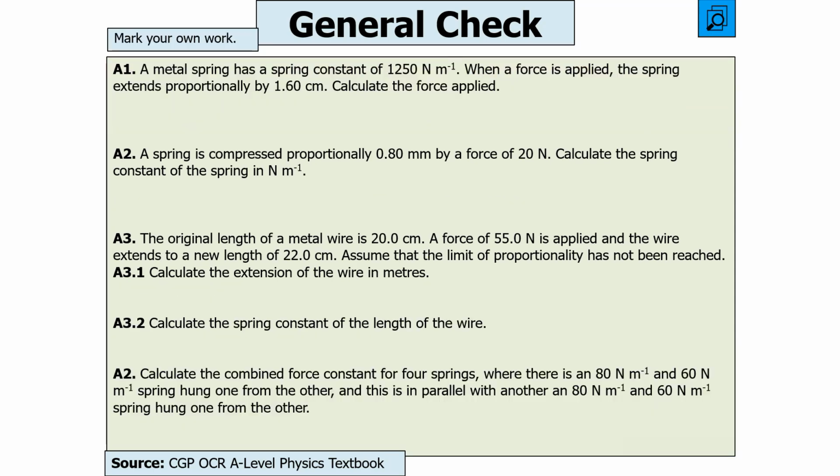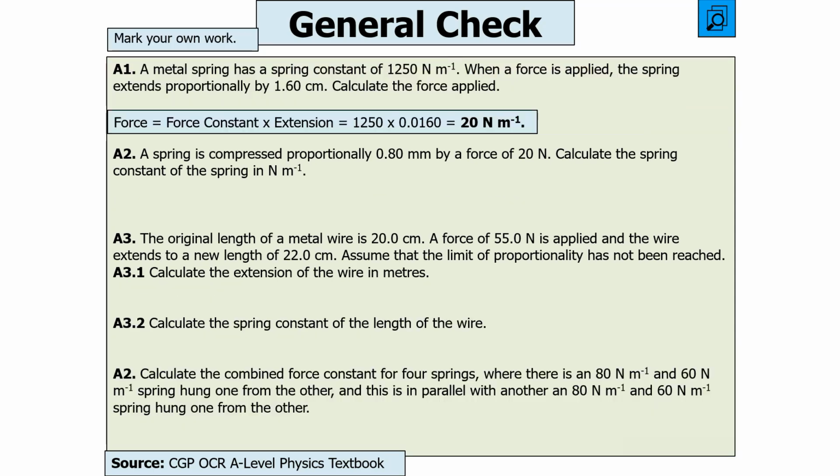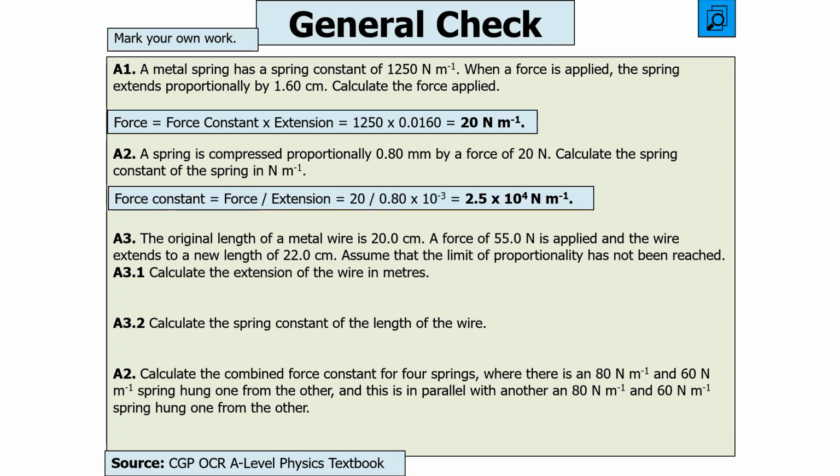Right, in this first one, we know that force equals force constant times extension, so it's 1,250 times 0.0160 meters, centimeters into meters, so we get 20 newtons. In the next question, we know the force constant is force over extension, so it's 20 over 0.8 times 10 to the minus 3, millimeters into meters, so we get 2.5 times 10 to the 4 newtons per meter.